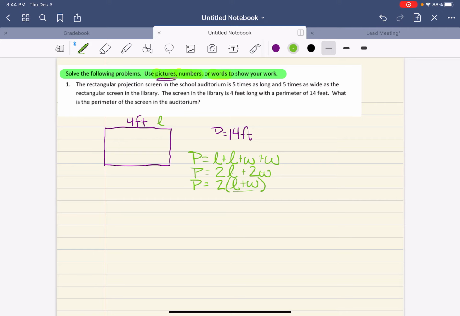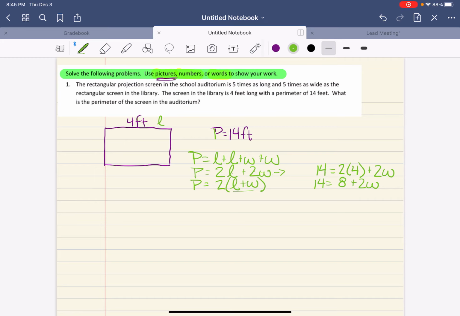So in any one of these equations, we can plug in our 4 for our L. I'm going to use this one because it's the easiest to plug in and makes the most sense. So I'm going to plug in where I know my variables. I know P is equal to 14, and I know L is equal to 4. So I'm going to do 2 times 4 plus 2W.